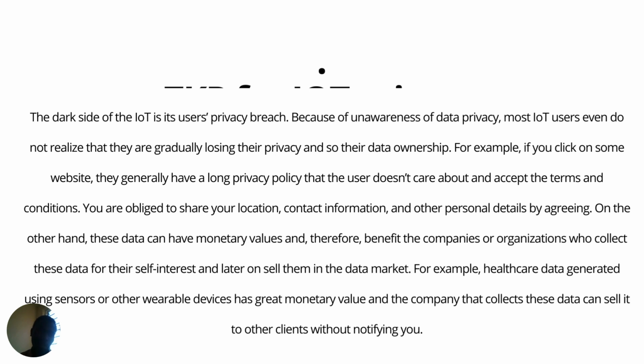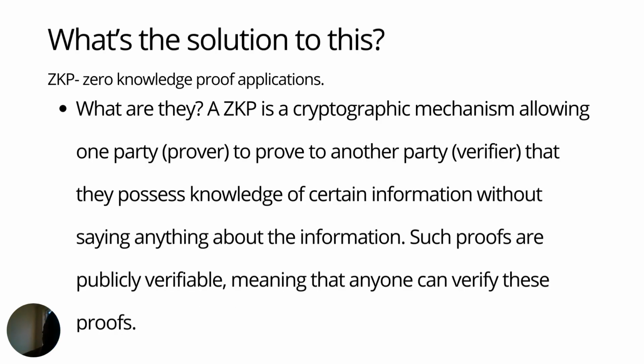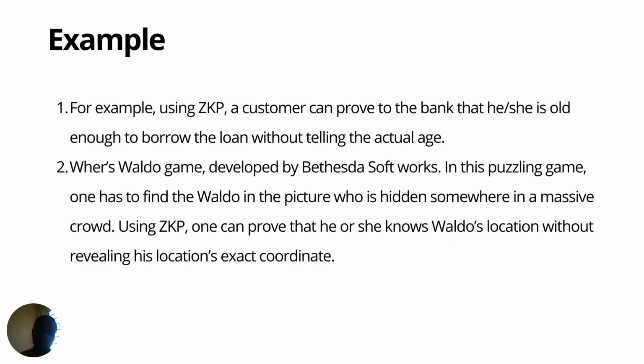So zero knowledge proof applications prove that you are who you are saying to be without revealing any knowledge about you. Now, what are they? It is a cryptographic mechanism that allows one party, that is the prover, to prove to another party, the verifier, that they possess the knowledge of certain information without saying anything about the information. Such proofs are publicly verifiable. What is an example? An example is a customer who can prove to the bank that she is old enough to borrow money without telling them their actual age.